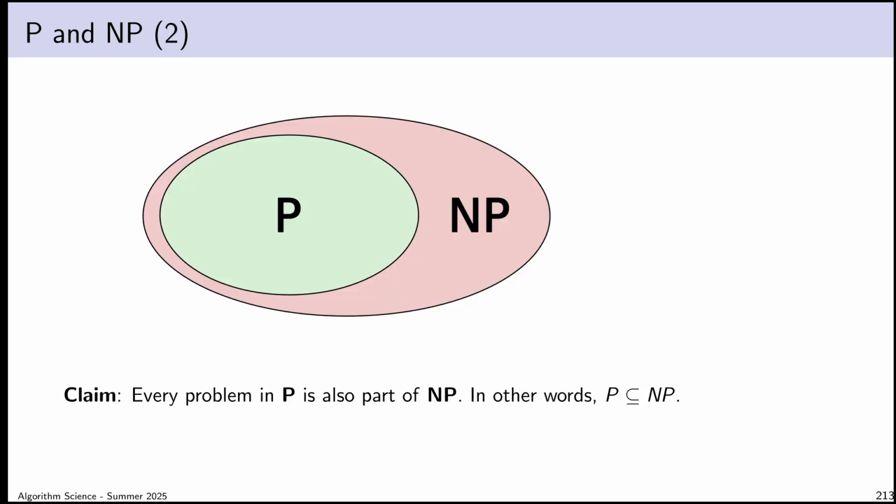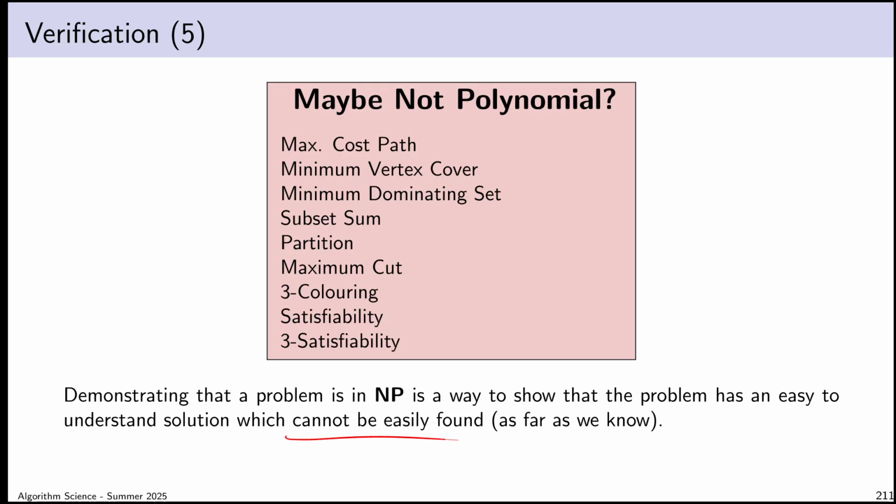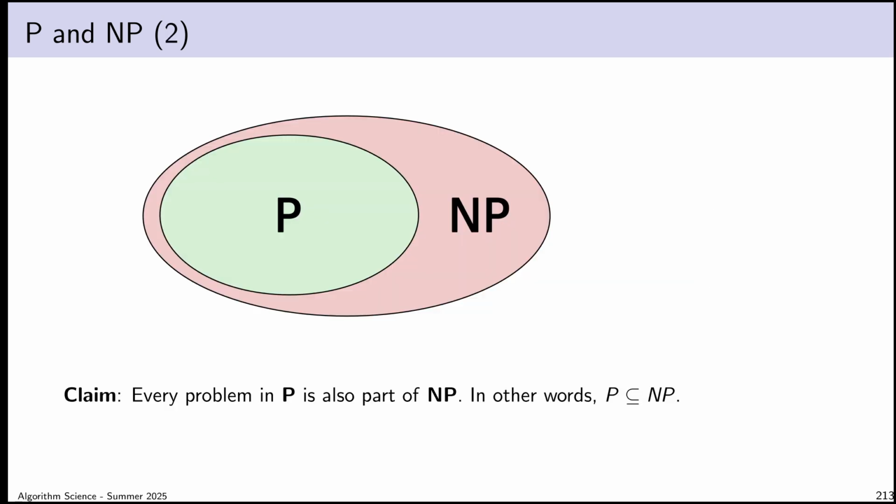Okay, so a claim. And this claim, of course, sort of refutes some of the wording that I've used here. So let's say "may not be easily found," because the result I'm about to describe sort of contradicts the word "cannot" there. So my claim is every problem in P, every problem where I can find a solution easily, is also part of NP. In other words, what I'm saying is that P is a subset of NP.